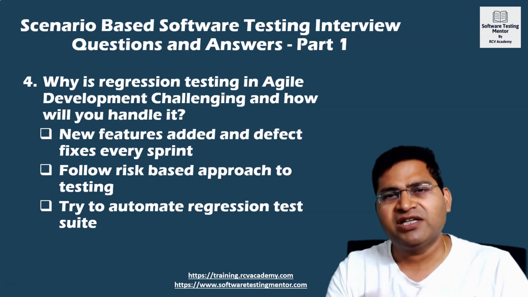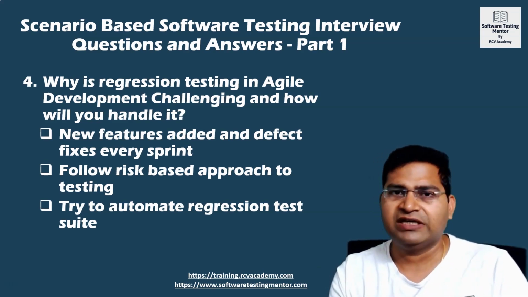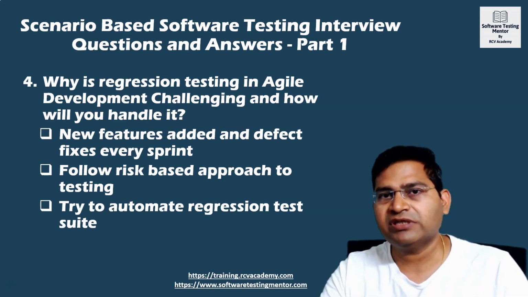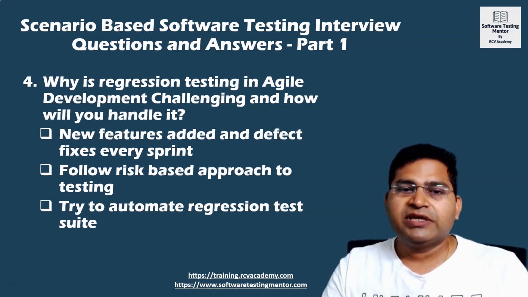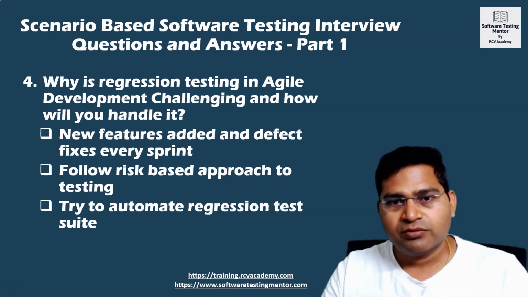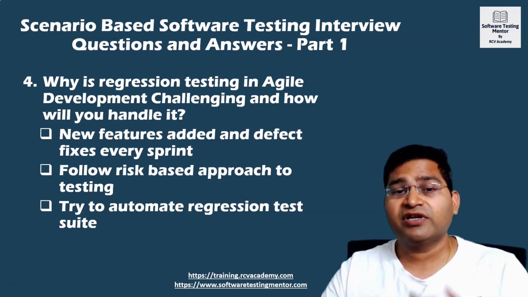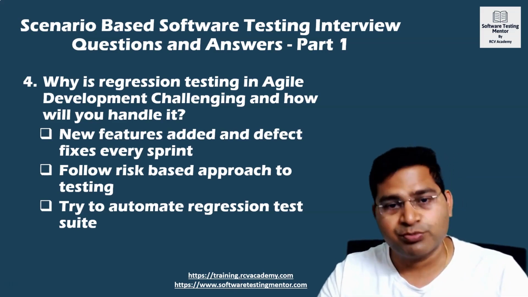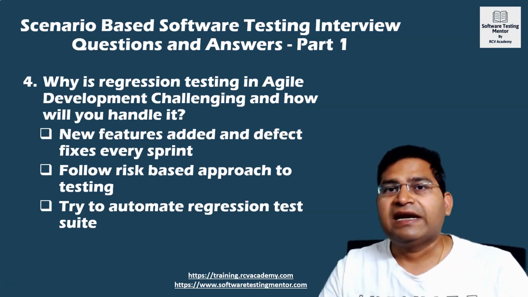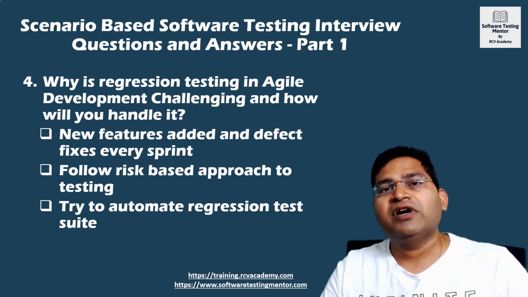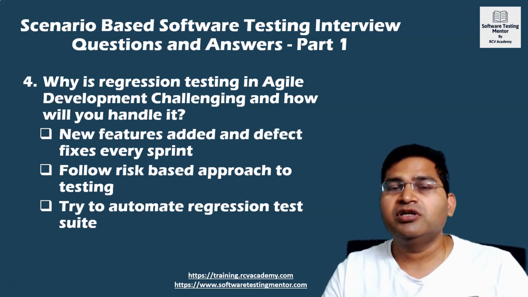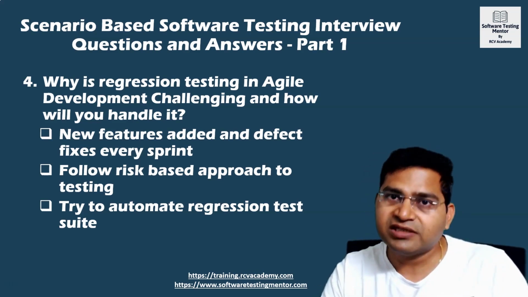It's about 90% plus of organizations. You will find that they are following a 2 to 3 week development cycle. And in 2 to 3 weeks, the development team builds new features. So new features are added and defect fixes are done every sprint. Because of this new feature addition, every next sprint you will have a new set of features or new code being added to the existing code, right?